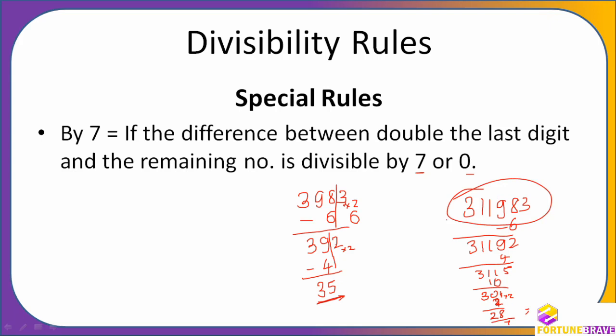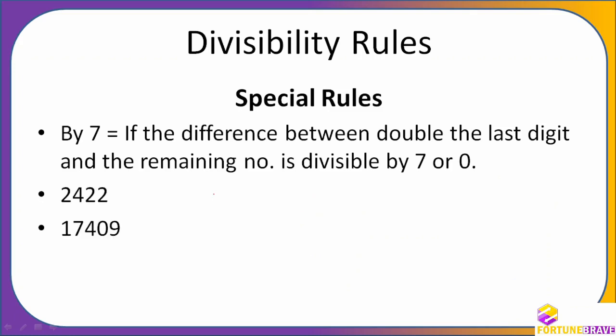Instead of calculating every number fully, it is much better to do this, and you can do it faster if you practice a little more. Here we can do this as well: 2 into 2 is 4, so it becomes 23 and 8. Taking the last digit 8 into 2, 16. 23 minus 16 is 7, and 7 is divisible by 7.